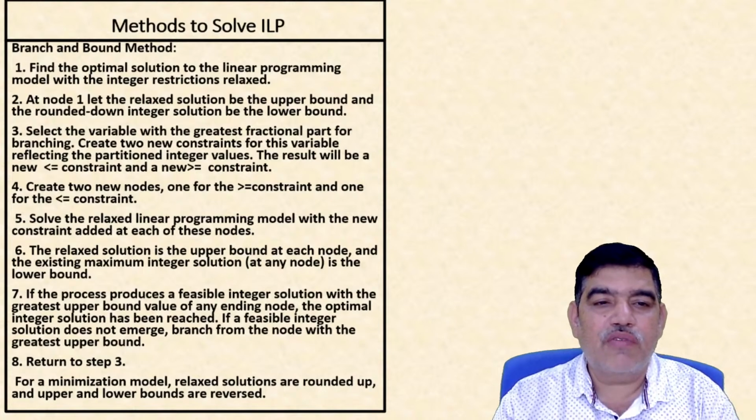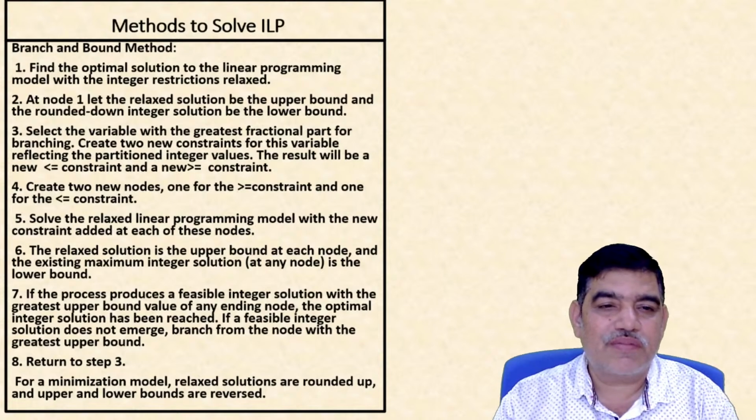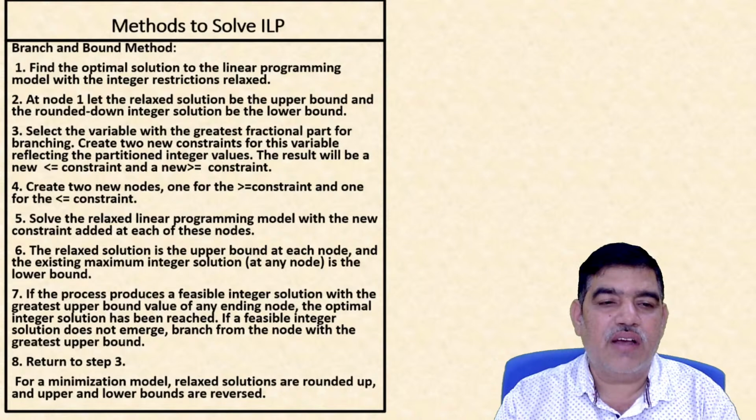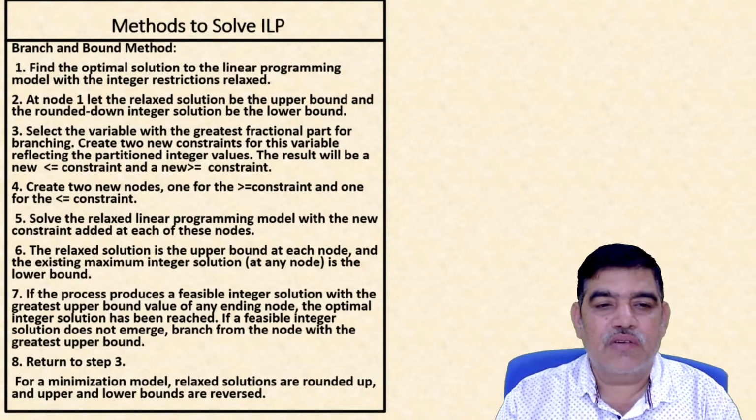Whenever you round the decision variables, one must be the upper bound and the other the lower bound. The third step: select the variable with the greatest fractional part for branching. Create new constraints for this variable reflecting the partition's integer value. The result will be a new less than or equal to constraint or a new greater than or equal to constraint. That is the third step. What is the fourth step? Create new nodes, one for the greater than or equal to constraint and one for the less than or equal to constraint.